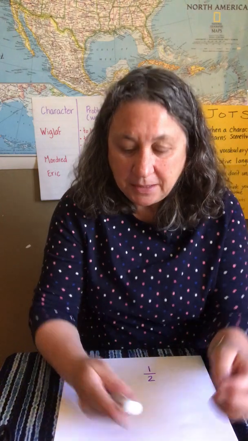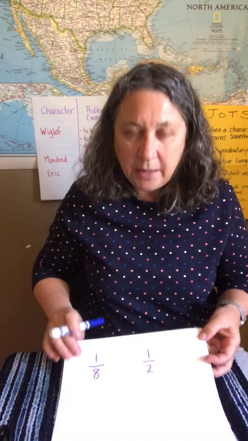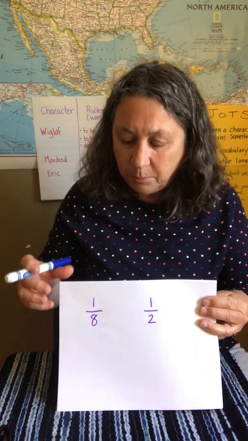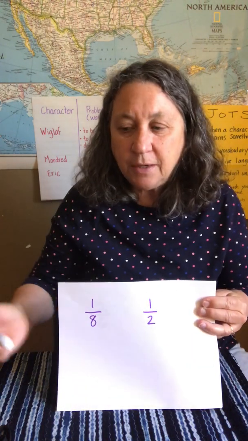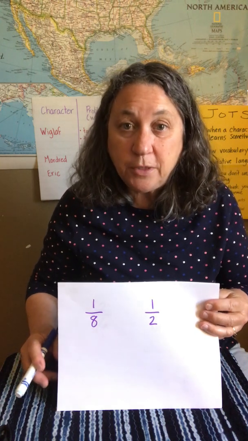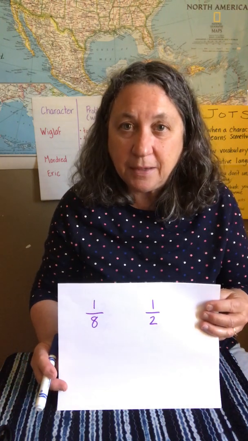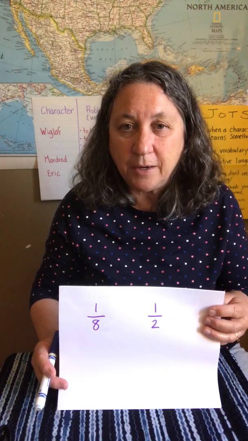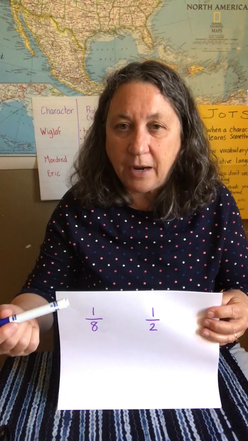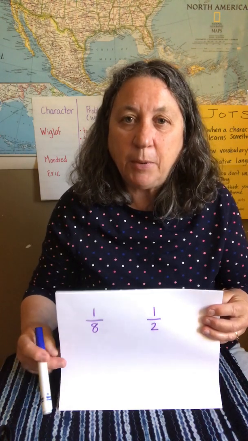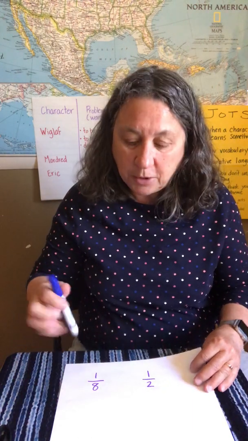So here's the first idea. I've written 1/8 and 1/2. Did you notice that both of those are unit fractions? Remember, unit fractions have 1 in the numerator. Anytime you have two unit fractions, they're the easiest ones to compare. Because if you think about it, would you rather have 1 piece out of 8 or 1 piece out of 2, depending on what the thing is that you're comparing?